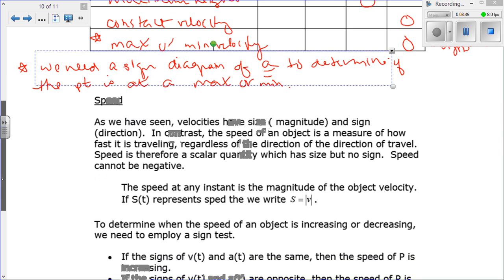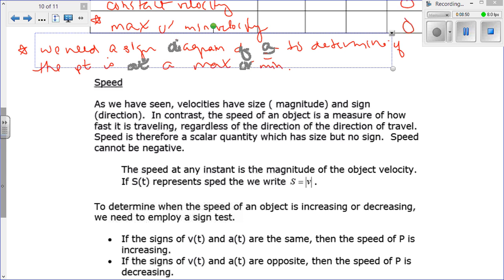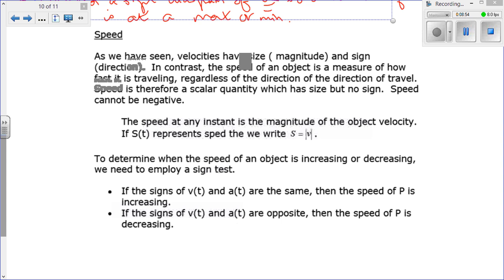All right. So now we have speed. As we have seen, velocities have size or magnitude and a sign, which is a direction. In contrast, the speed of an object is the measure of how fast it is traveling, regardless of the direction of travel. Speed is therefore a scalar quantity which has size but no sign. Speed cannot be negative. The speed at any instant is the magnitude of the object's velocity.